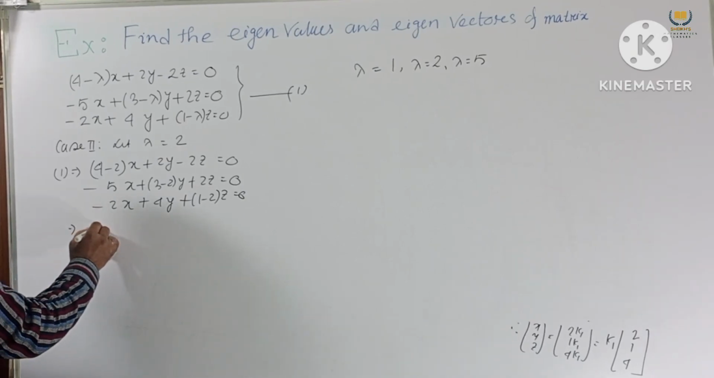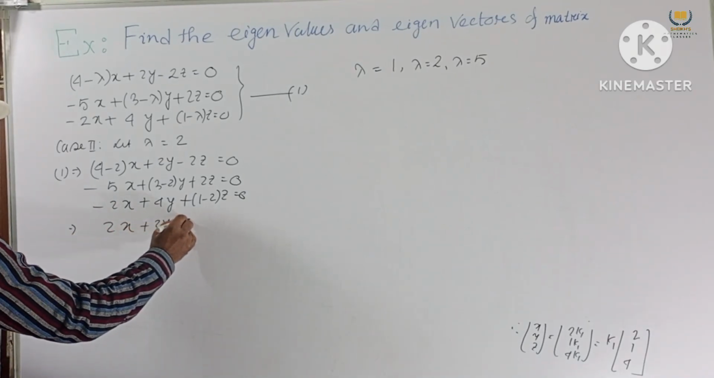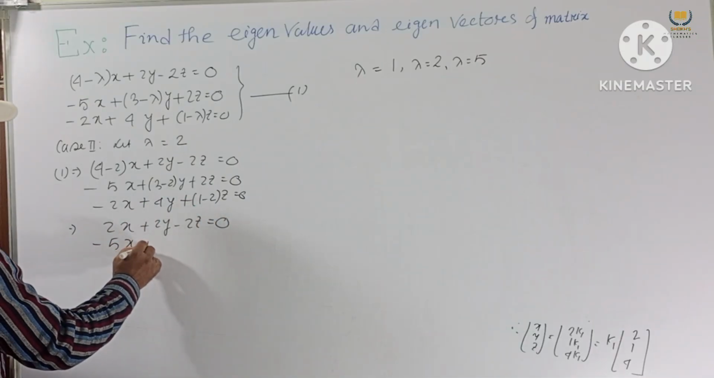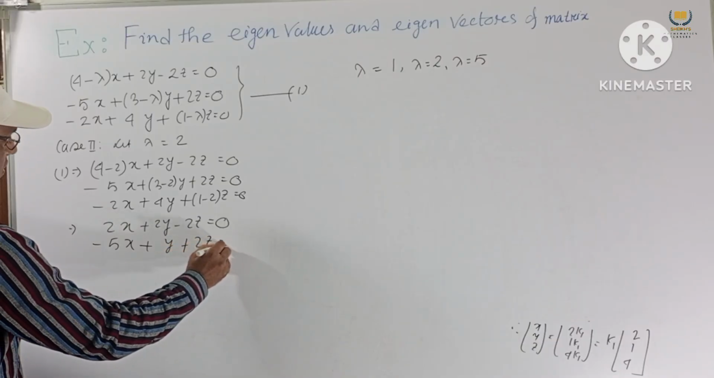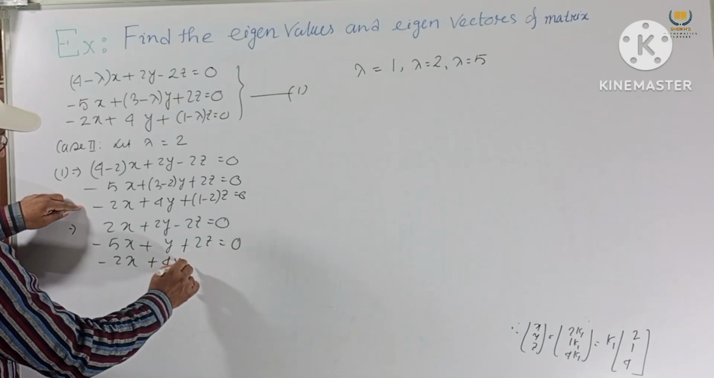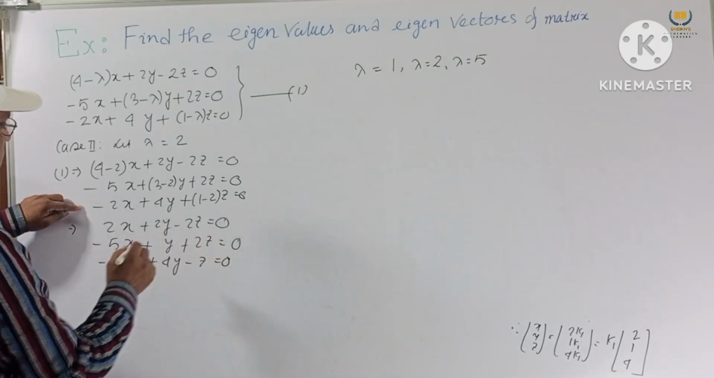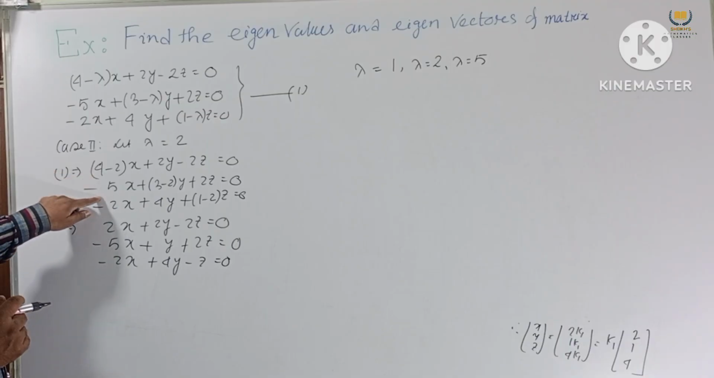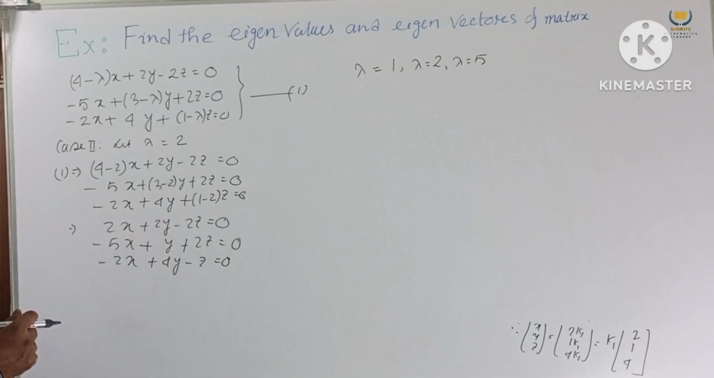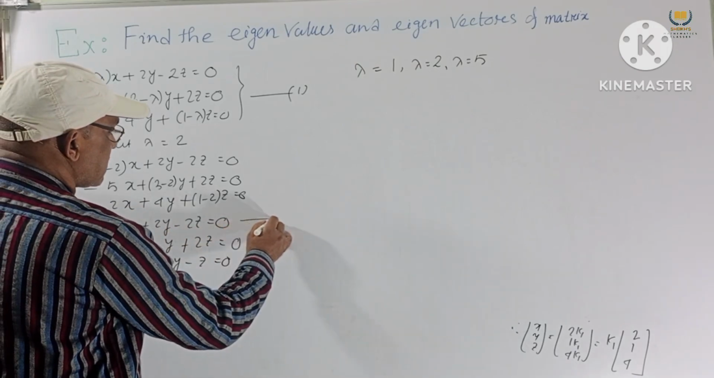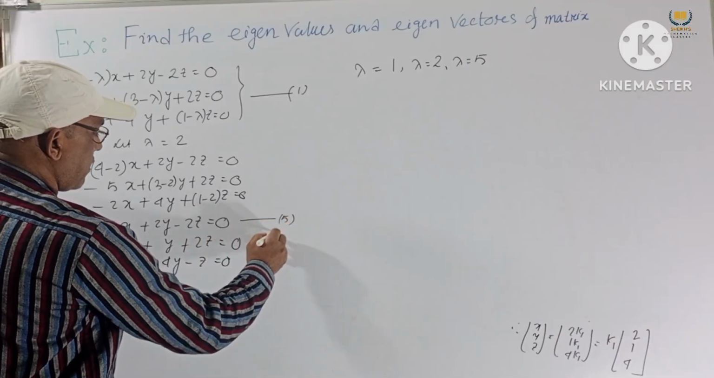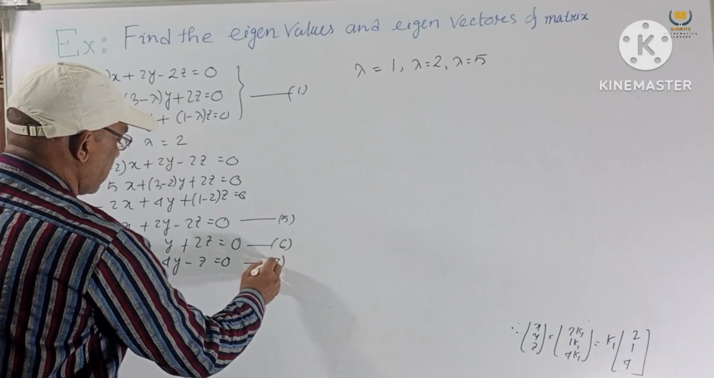And this implies we get 2x plus 2y minus 2z equal to 0, minus 5x plus y plus 2z equal to 0, and minus 2x plus 4y minus z equal to 0. Now I consider these as equations 5, 6, and 7.